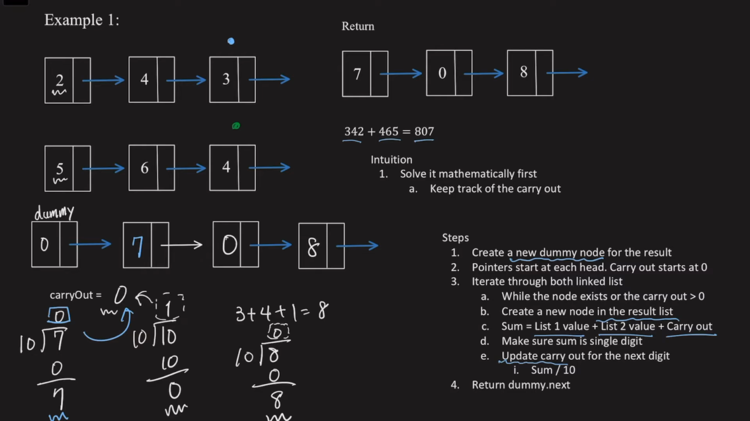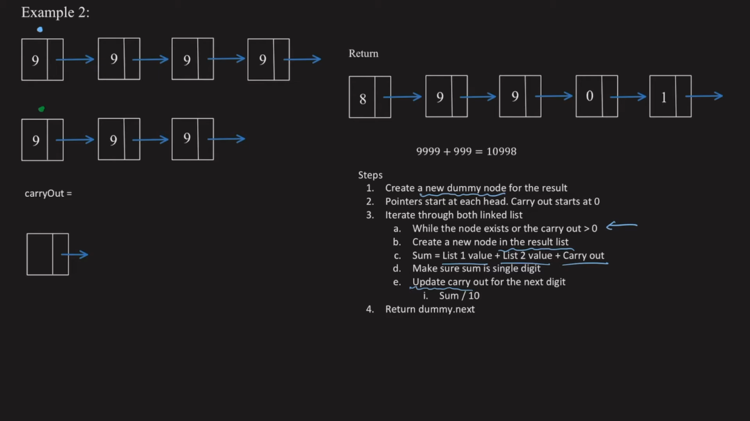And then next iteration, both pointers will be null and the carry out will be 0. So this is when we can stop the iteration. And then lastly, we can return the result by deleting the dummy node. And this is exactly what we wanted. Let's go through the steps with this example as well.